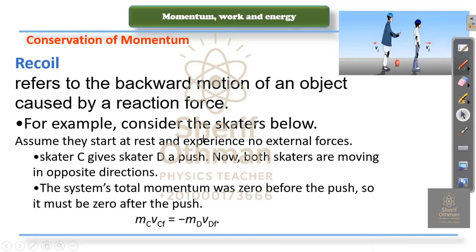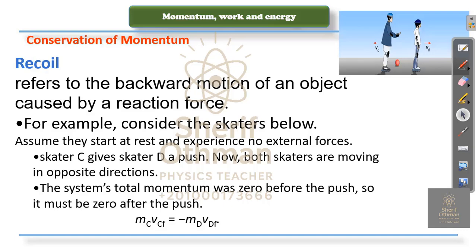Recoil. What is the meaning of recoil, guys? Recoil refers to the backward motion of an object caused by a reaction. If I push the wall, I'm going to move back as a reaction force. This is the recoil. If I shoot a bullet with a gun, the gun is going to recoil back. This is the recoil, guys.